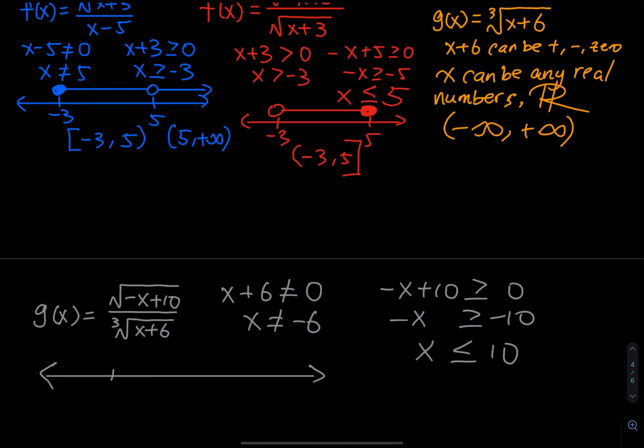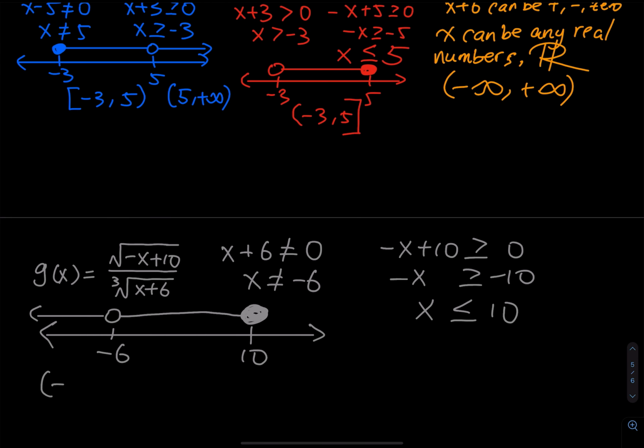So you have a negative 6, you have a 10. So this is a solid circle because we have an equal. And then we show a line. And then we take a stop at negative 6. And then we keep on moving. So we have negative infinity to negative 6. And then from negative 6 to 10. But 10 is a square bracket.